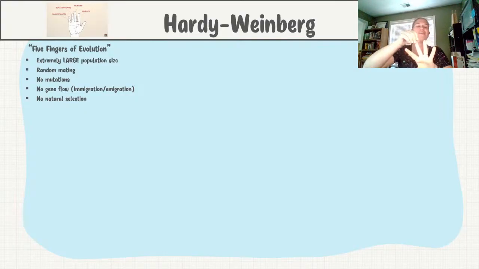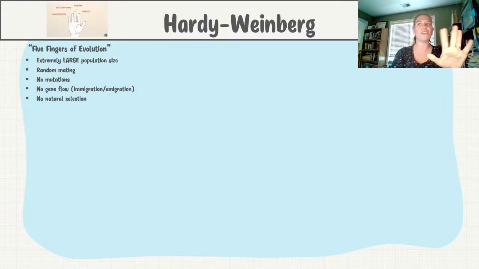The middle finger has to do with no mutation, so M for mutation, so middle finger. We want there to be no mutations. We're looking for the allele frequency not to change. If you add a new mutation to that population, if there's been some change, that allele frequency immediately is going to change.